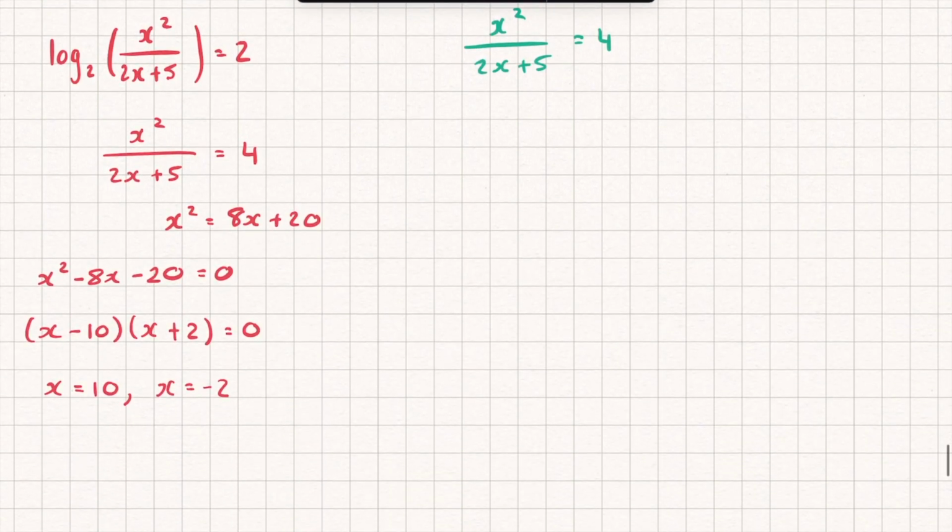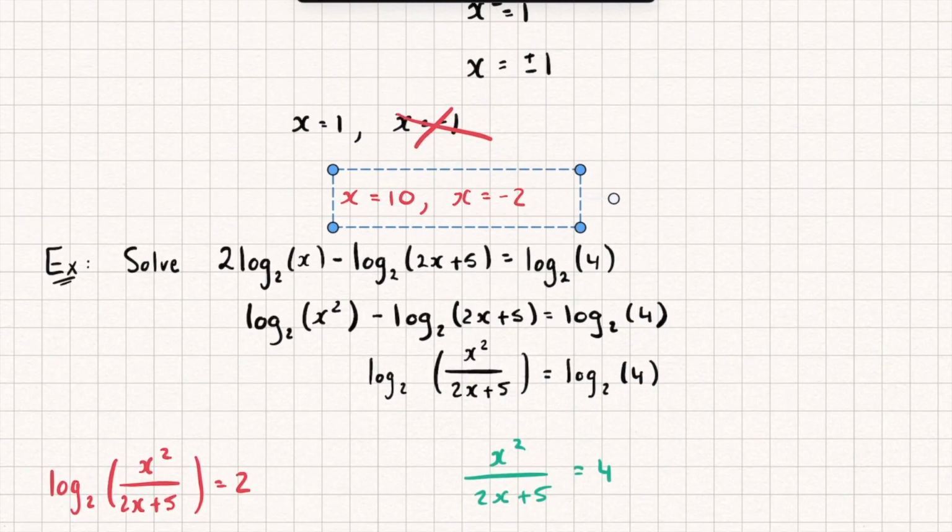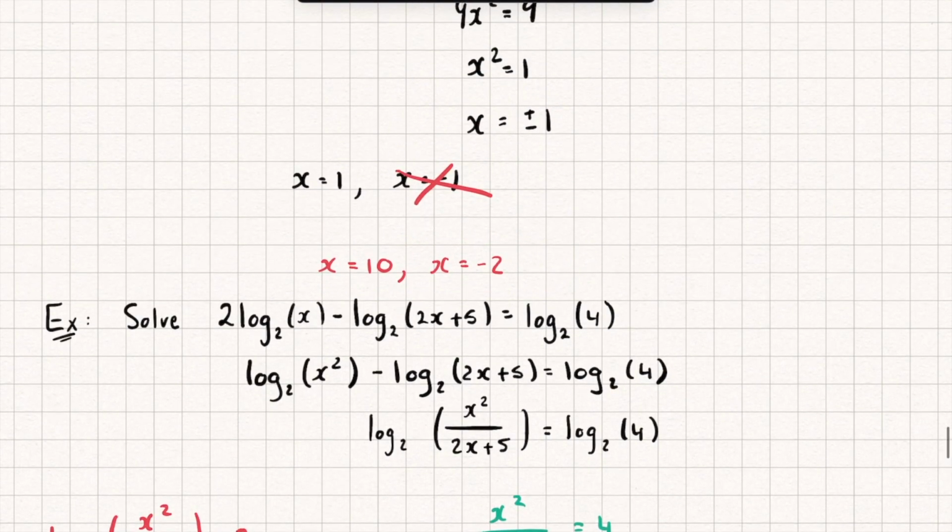Anyway, so we've solved this now. We've got our two solutions. We've got x equals 10 and x equals negative 2. Let's just go back to the original and check if these solutions are valid. So let's start off with x equals 10. Well, if I substitute x equals 10 into the argument there, that's positive, that's fine. Let's put it into the argument here. Well, I get 2 times 10, which is 20, plus 5, which is 25. So that's all good. So I can accept my solution, x equals 10.